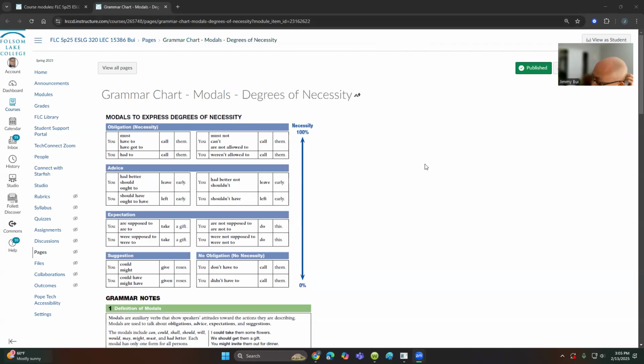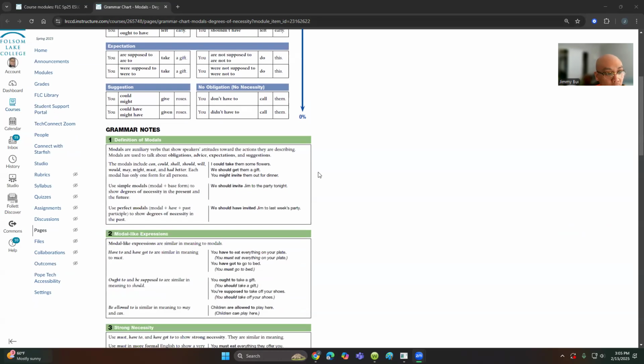So what we're looking at here is what a modal is. They are auxiliary verbs that show speakers' attitudes towards the actions they are describing. Modals are used to talk about obligations, advice, expectations, and suggestions. The modals include can, could, shall, should, will, would, may, might, must, and had better.